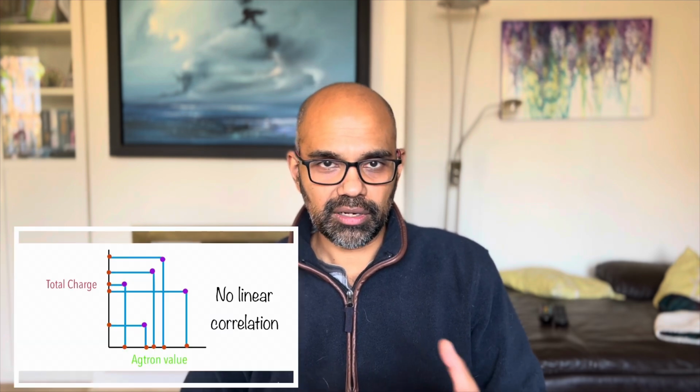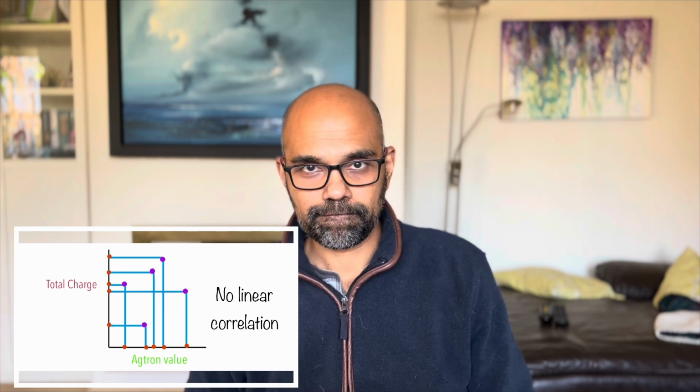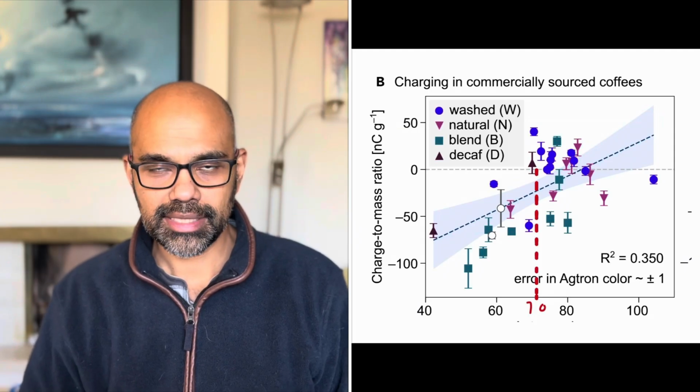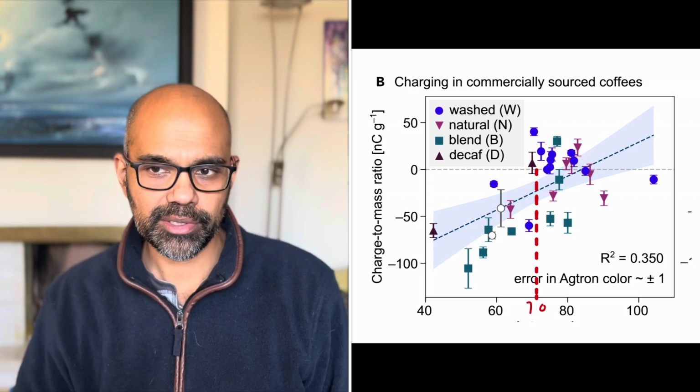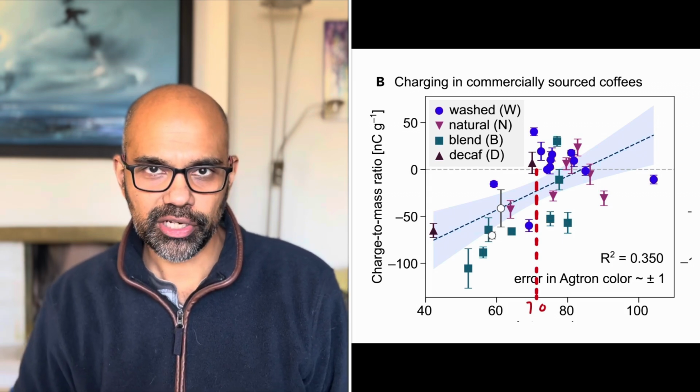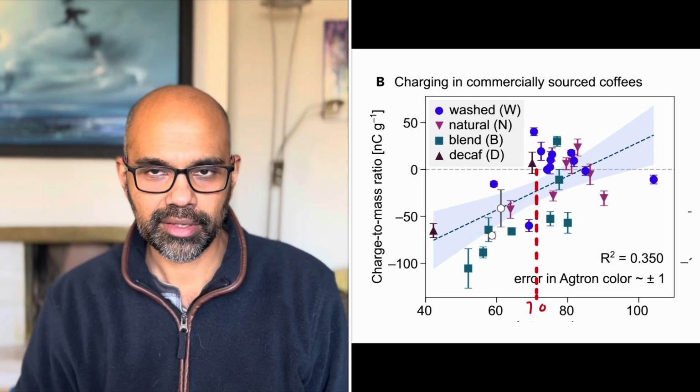If there is no relationship, then the values are all dotted around and you won't get a straight line. So this is what the authors found. Now the dotted line that you can see is called the line of best fit. The authors state that there is a weak correlation between the roast color and the amount of charge. What they found was, the darker the roast, the more the charge.